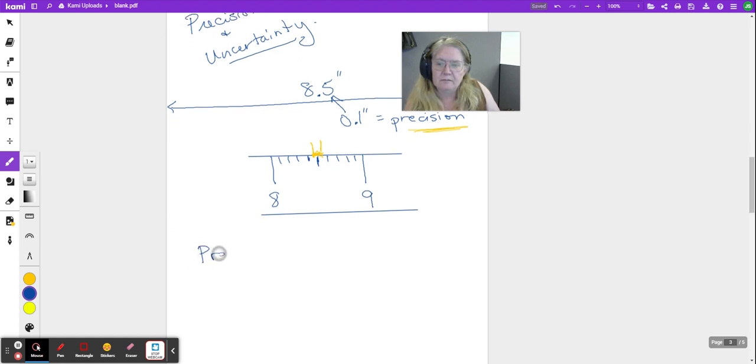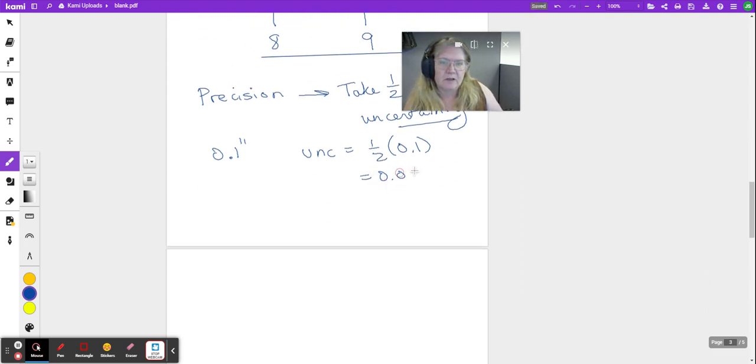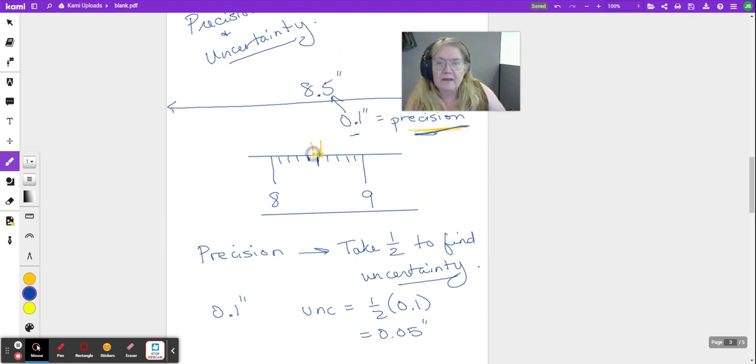Once you know your precision, take half to find uncertainty. So in this measuring tape, if our precision is 0.1, then uncertainty is half of that, or 0.05 of an inch.